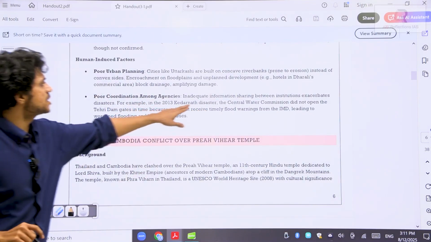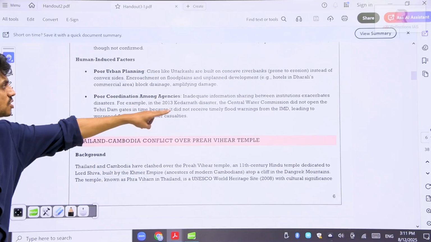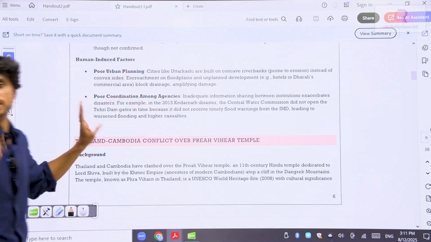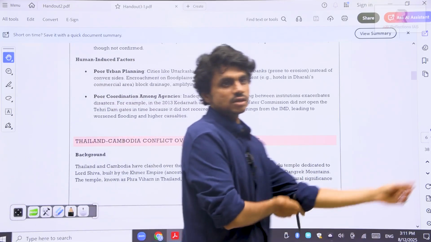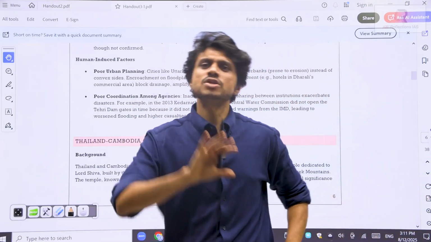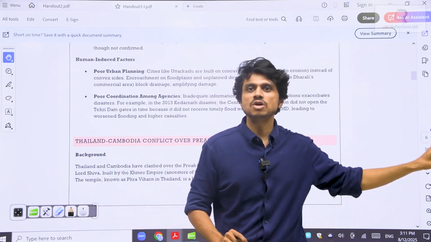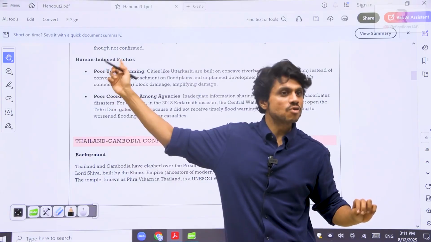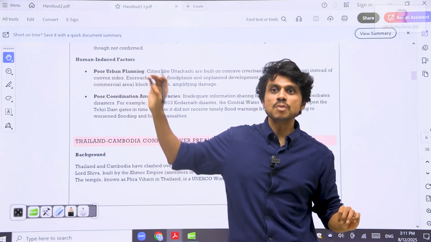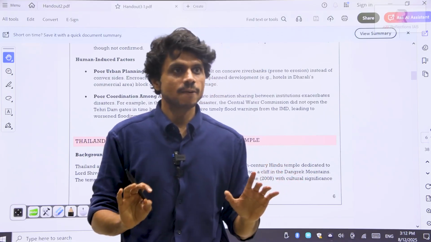In the 2013 Kedarnath disaster, the Central Water Commission did not open the Tehri dam gates in time because it did not receive a timely flood warning from the IMD. That's it, we are done. So now if they ask any question on this, you will be in a position to answer. Cloud burst, you are ready. Thunderstorm, ready. Why more flash floods in the Himalayas, ready. So you are prepared on the dynamic topic as well as the static topic. This is how your preparation should be.